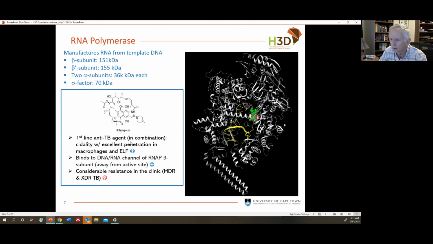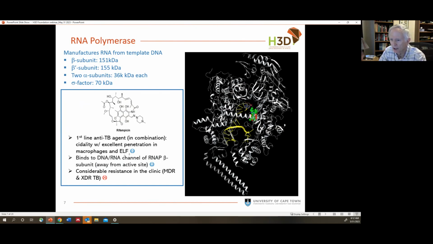Rifampicin is a first-line TB agent. It works wonderfully well. It penetrates into macrophages and has high concentrations in the epithelial lung fluid, where you want to be. You want your compound in the lung. It binds to the DNA RNA channel of RNAP, shown here in a crystal structure. The ball model is rifampicin. You can see DNA partially unwound and bound, and in the background there's a little bit of RNA.